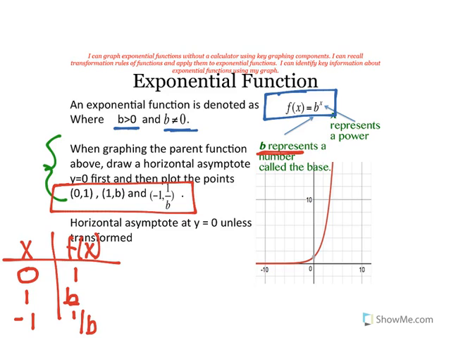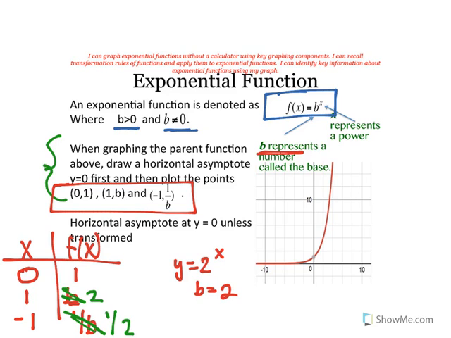Okay? So if I was trying to graph the function f of x equals 2 to the x power, my big 3 points would be 0, 1, 1, comma, 2. Okay, let me write that out for you. If this is what I was trying to graph, my base would be 2. So then my points would be 0, 1, 1, comma, the base, which is 2, and then negative 1, comma, 1 over the base, which is 1/2.